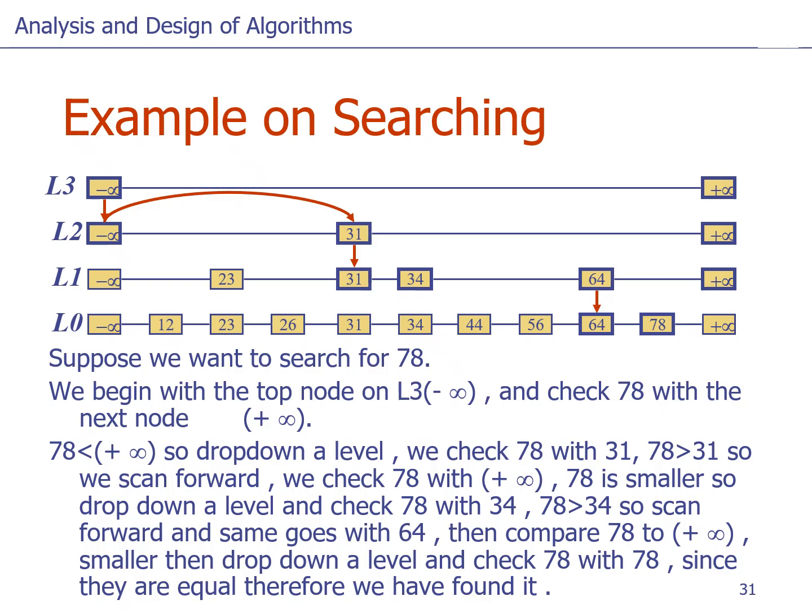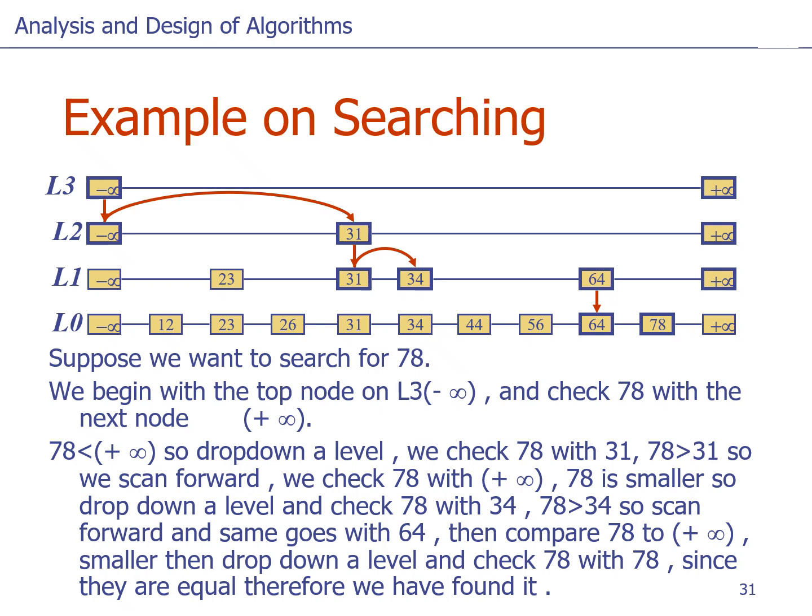So I always stand at the node and check the one after it at the same level. 78 is less than plus infinity. Since I'm standing on 31, I will drop down to the level below it, to L1, and I will repeat the same process.